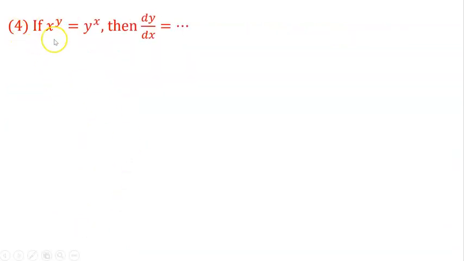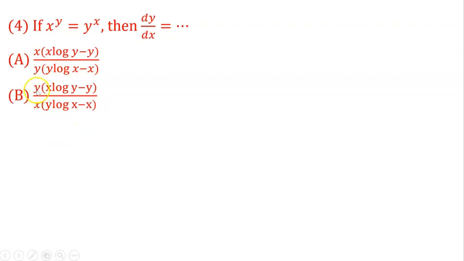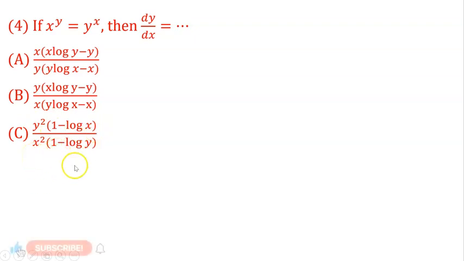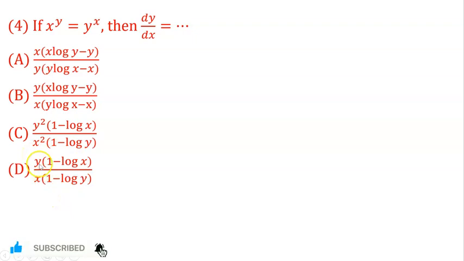If x raised to y is equal to y raised to x, then dy by dx is equal to: first option, x into (x log y minus y) upon y into (y log x minus x). B option, y into (x log y minus y) upon x into (y log of x minus x). C option, y square (1 minus log x) upon x square (1 minus log of y), and D option, y into (1 minus log of x) upon x into (1 minus log of y).